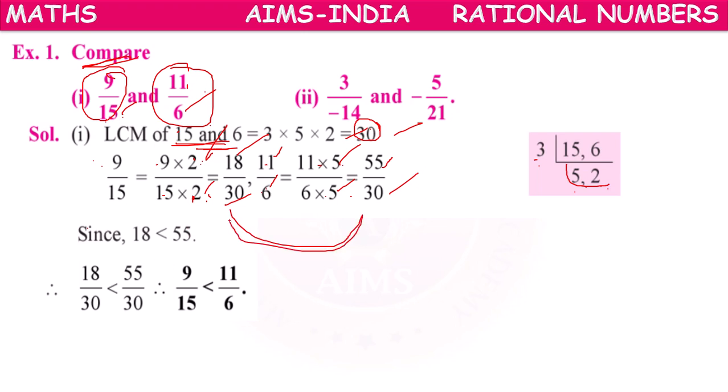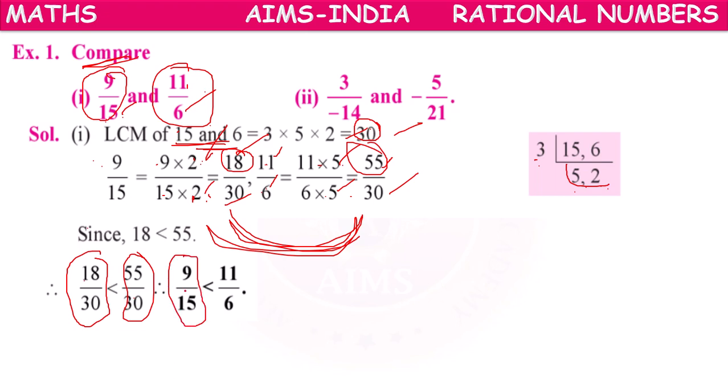18 by 30, 55 by 30. If we compare both, the denominators are the same. But 18 is less than 55. So 18 by 30 is less than 55 by 30. 18 by 30 means 9 by 15, 55 by 30 means 11 by 6. So 9 by 15 is less than 11 by 6.